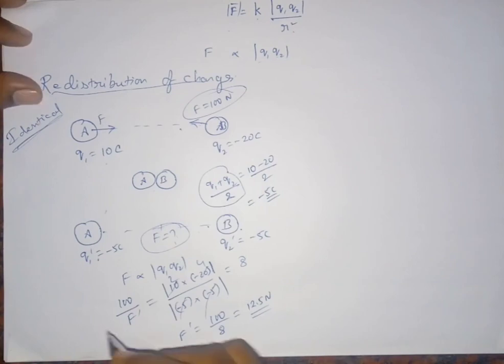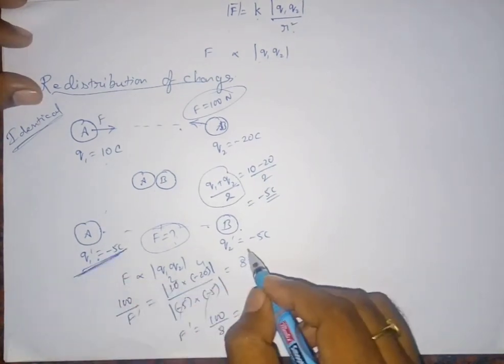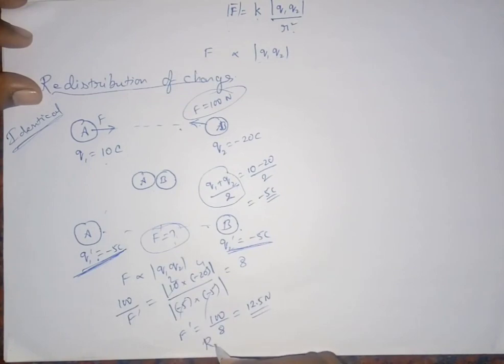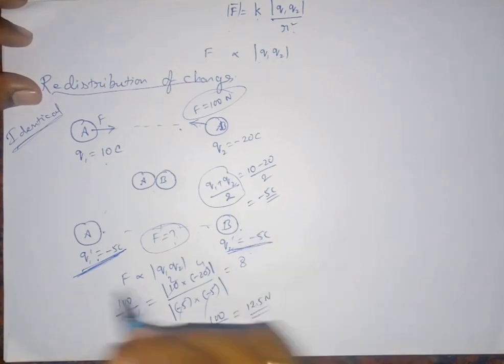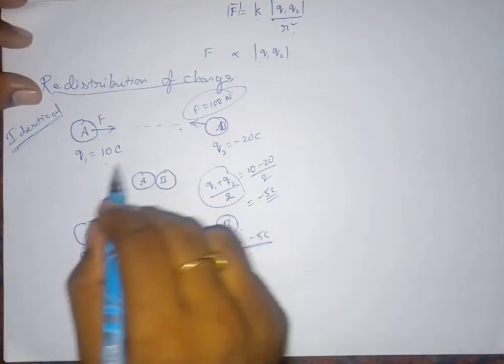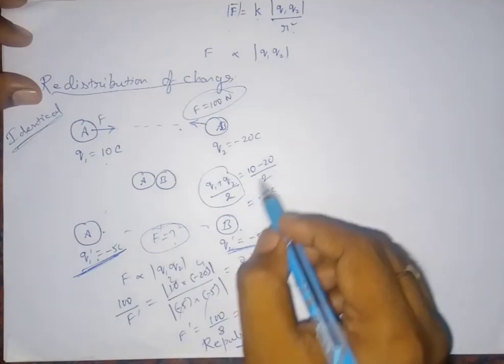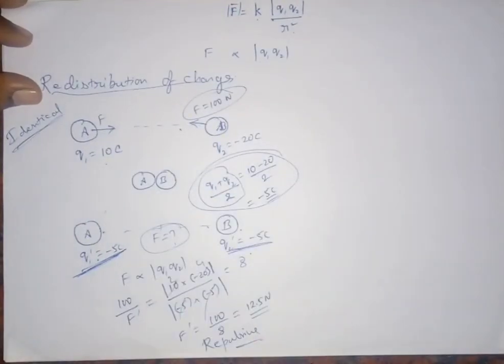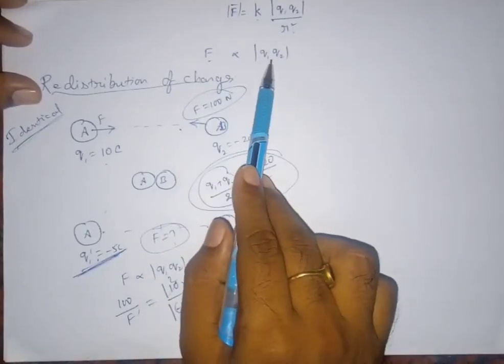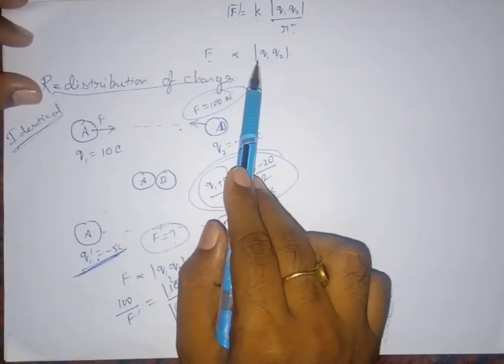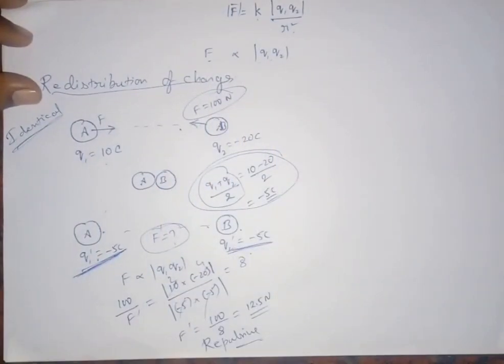And what is the nature of the force? The nature of the force should definitely be repulsive because they are like charges. So the point here is, whenever the two bodies are touching each other, the total charge is distributed equally. Whenever charges change, F is directly proportional to the product of the magnitude of charges because the distance is the same.